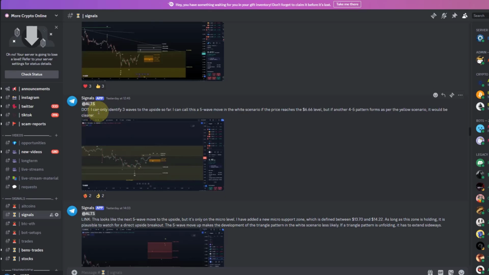I did say I can only identify 3 waves to the upside so far. I can call this a 5-wave move in the white scenario if the price reaches $6.66. But if another 4-5 pattern forms as per the yellow scenario, it would be clearer.